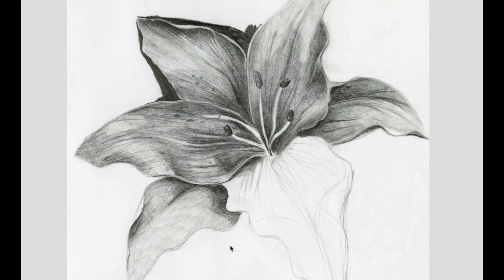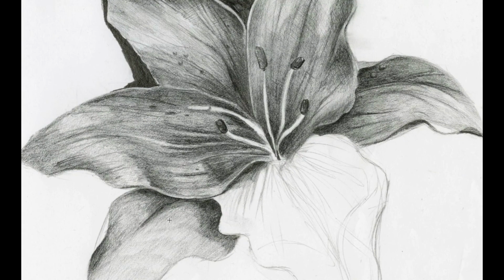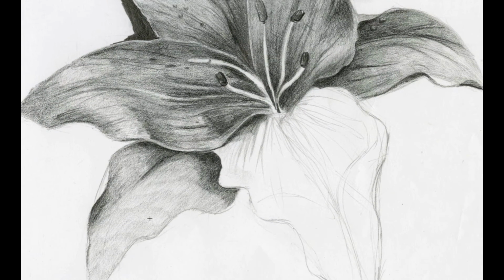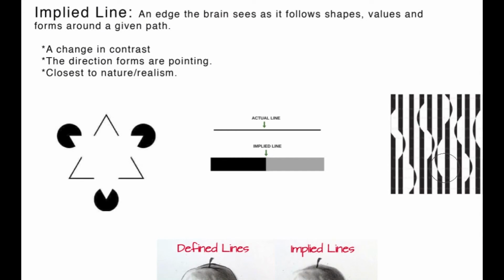I love hatching. This is a great example of hatching right here, where you have several strokes side by side at different pressures, going the same direction, and then building up on top of each other. Now let's look at a different type of line, and this one's a little more challenging. This was called implied line.